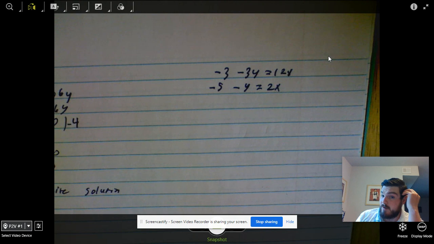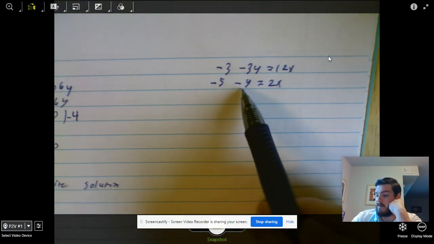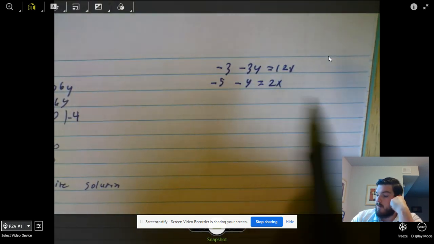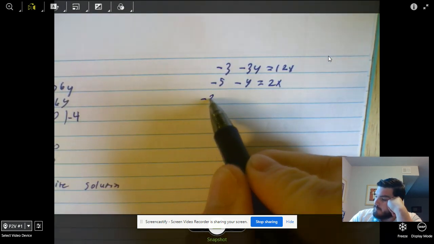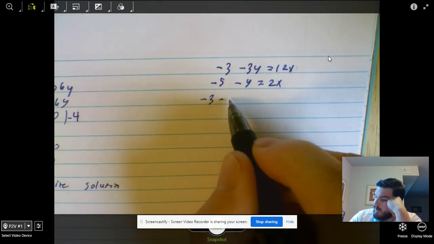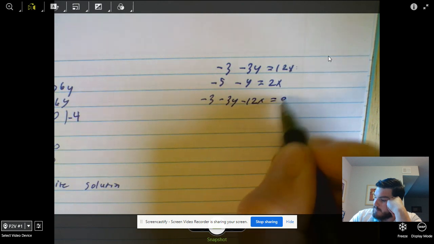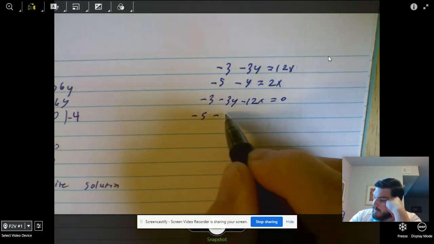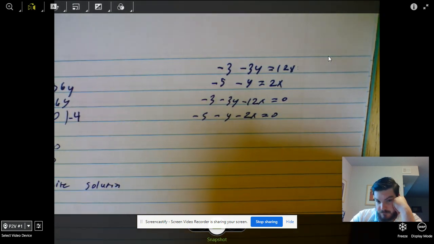Our next thing is we had this one. Okay, and this one threw a little bit of a challenge at a lot of people. So we need to make this to get to standard form. So in order to get this to standard form, some kids did 3y, so we moved both x's to the other side. So minus 3y minus 12x equals 0. Negative 5 minus y minus 2x equals 0.